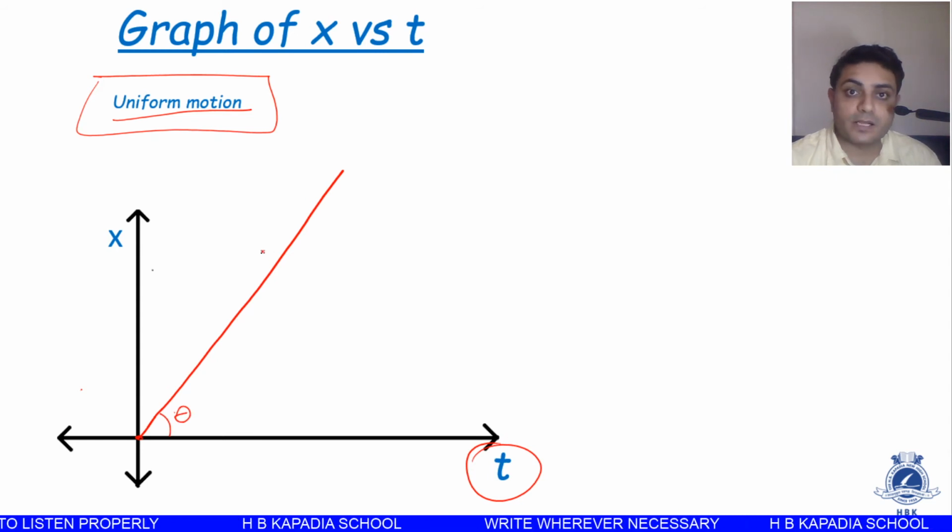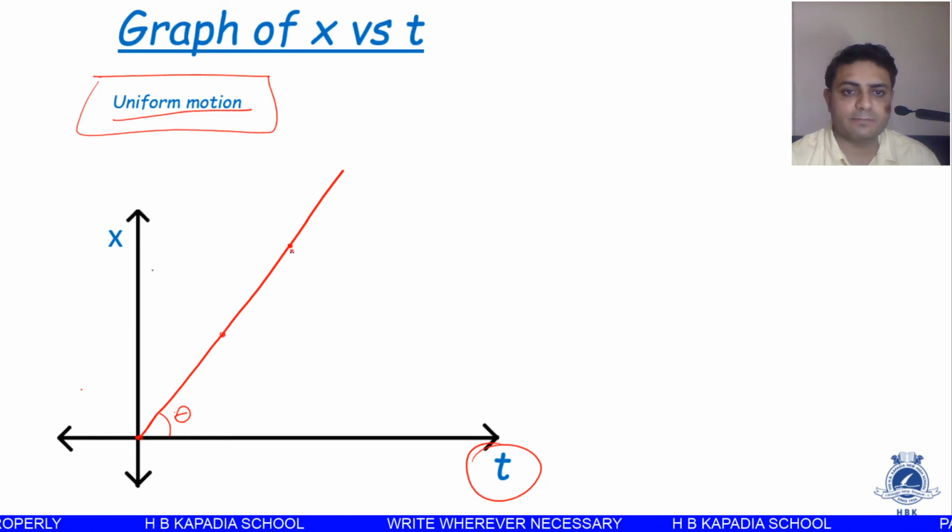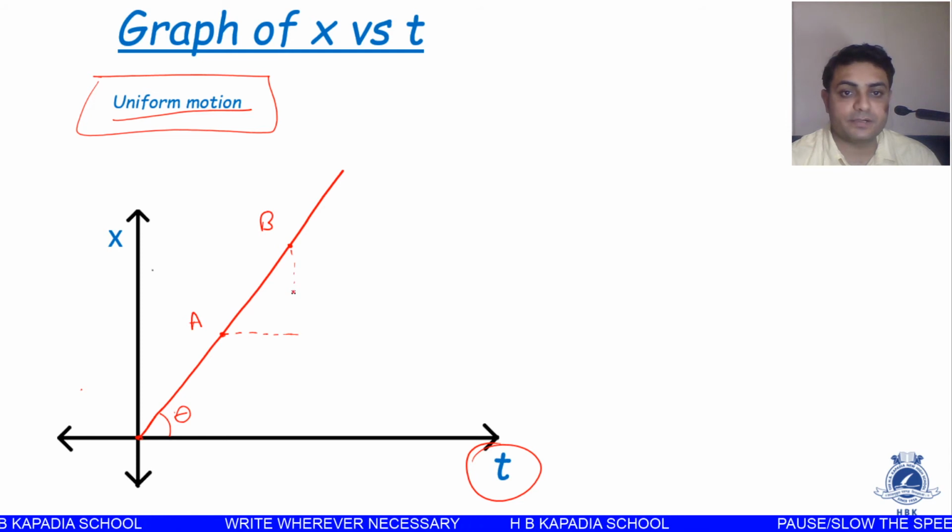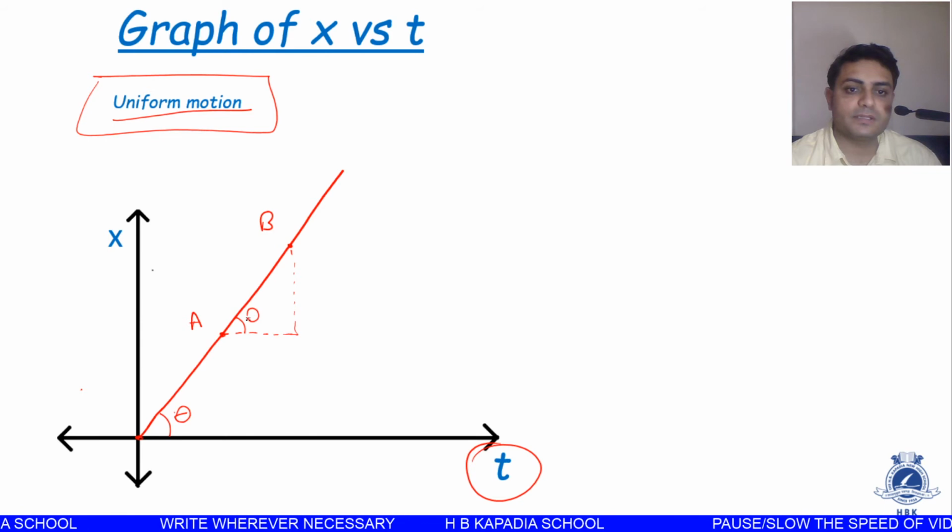Now if I take any two arbitrary points, just random points, one point over here and one point over here. This is point A, this is point B. Now if I draw a triangle, it should be a right angle triangle. So if I draw a triangle, this angle is also theta.